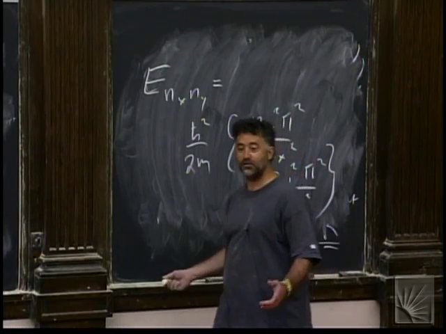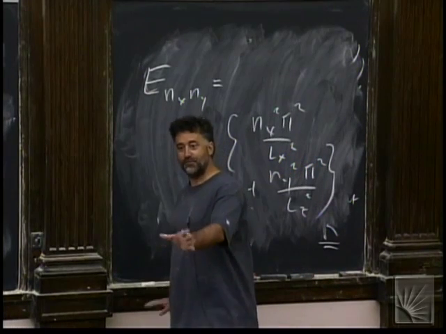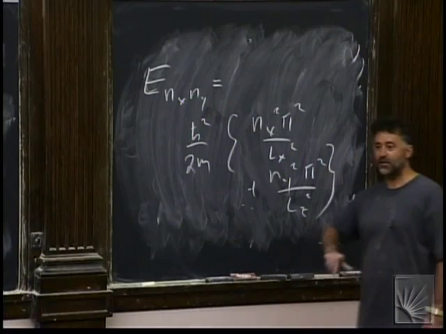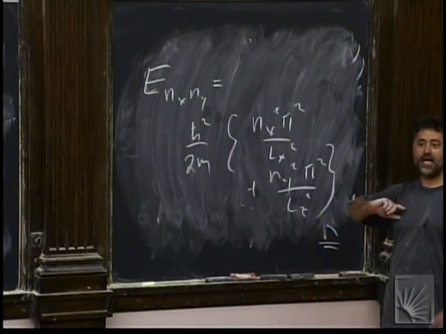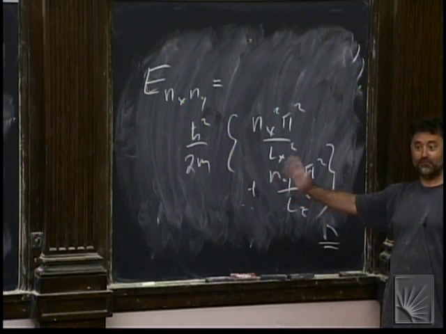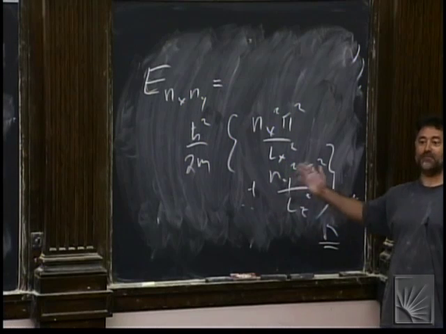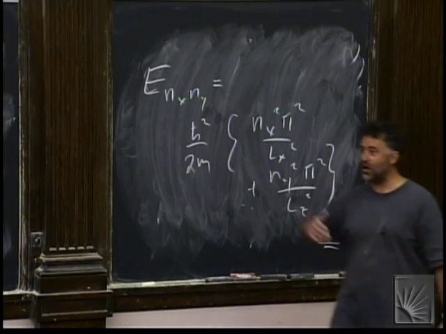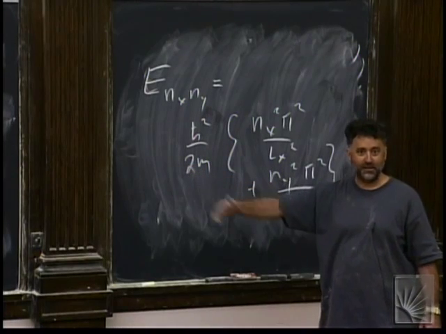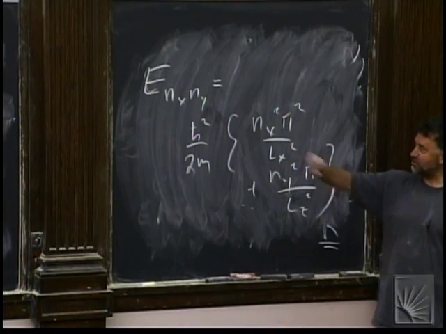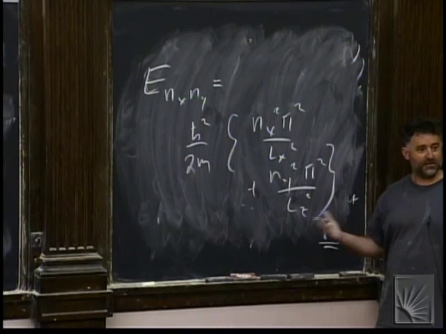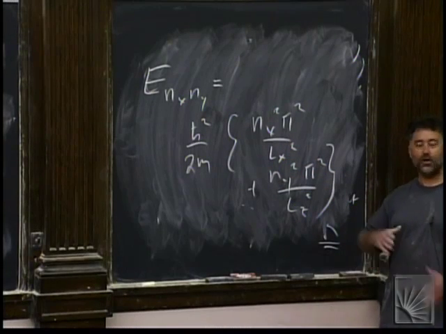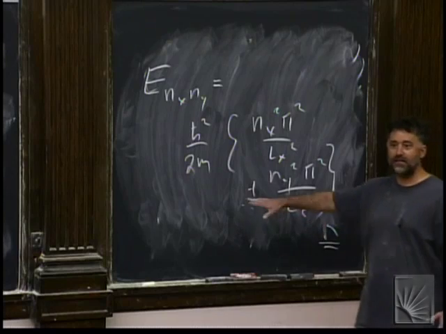So, in principle, you could write down the energy levels for an 8-dimensional box, right? An 8-dimensional infinite box. Since you know how to do it in one dimension, and you've done it in more than one dimension, and you see what happens, you see that there's a pattern there. And so now you could write down the energy levels for any dimensional box.